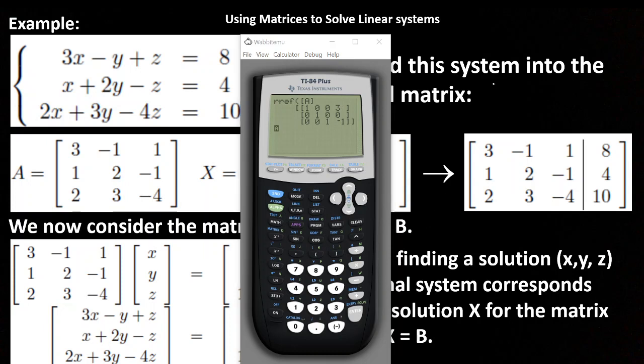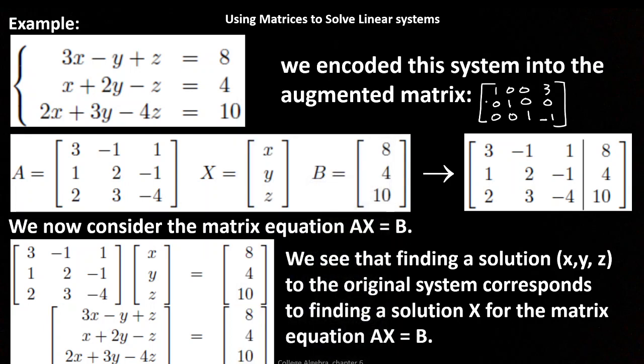So the solution, the RREF, is 1, 0, 0, 0, 1, 0, 0, 0, 1, and 3, 0, negative 1. So that means if you convert that back to an XYZ system, what would that mean? That means 1 times X plus 0 times Y plus 0 times Z equals 3. That means X is 3.